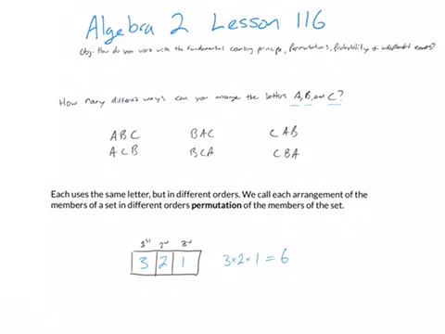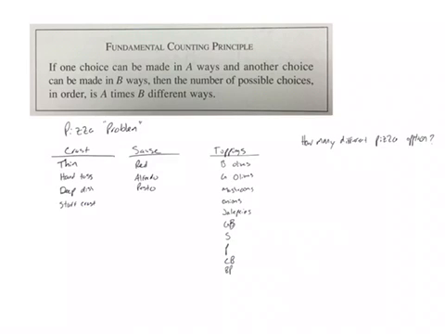And so notice we have 1, 2, 3, 4, 5, 6. So it's a simpler way to get to the same answer that we arrived at earlier, just by multiplying the number of options that you have in each place. This is what we call the fundamental counting principle. If one choice can be made in A ways and another choice can be made in B ways, the number of possible choices in order is A times B different ways. So simply just multiply them.